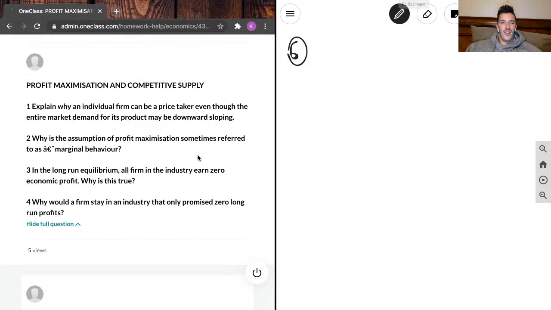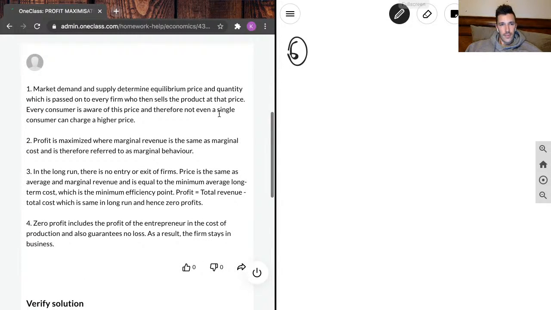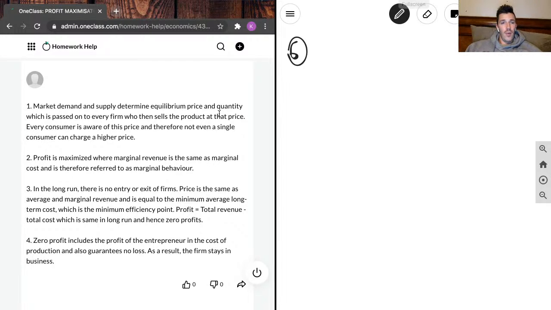Why is the assumption of profit maximization sometimes referred to as marginal behavior? Junior Tutor said 2. Profit is maximized where marginal revenue is the same as marginal cost and is therefore referred to as marginal behavior. One thing my profs really drilled into my head in undergrad is that economists always think of the margins. What is the effect of adding one more unit or taking away a unit?